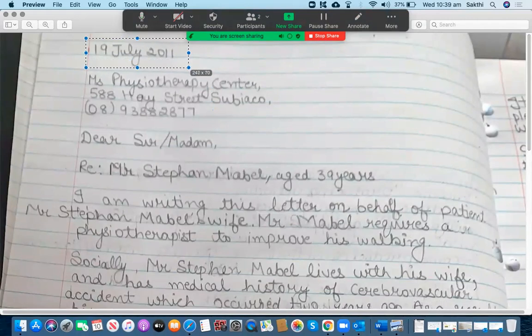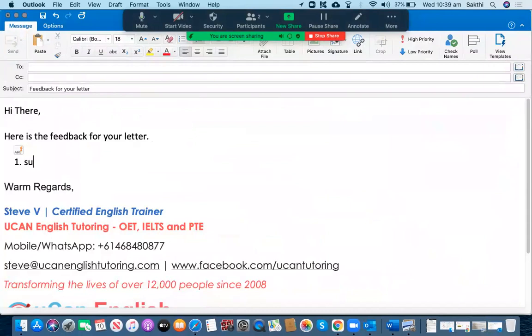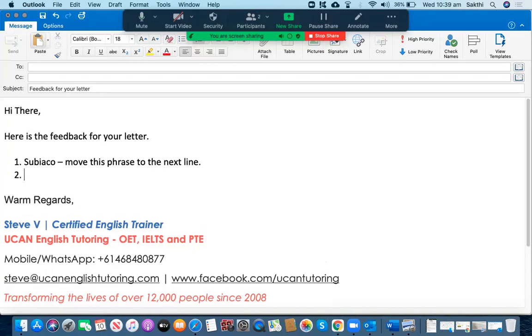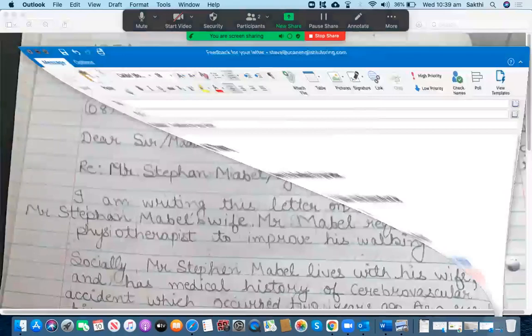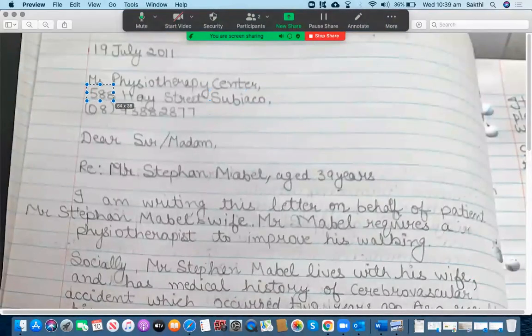You have written the date of the letter, that's fine, and then the address, these details are okay. In this case, Subioko can be removed and then re-entered in the next line. Move this phrase. But sir, they didn't put any comma between it. I know that, but you've got the street number and then the street name, isn't it? Between the street name and the suburb, you need to write the suburb in the next line. Don't write all these three things in one line itself. It doesn't look good. Okay.